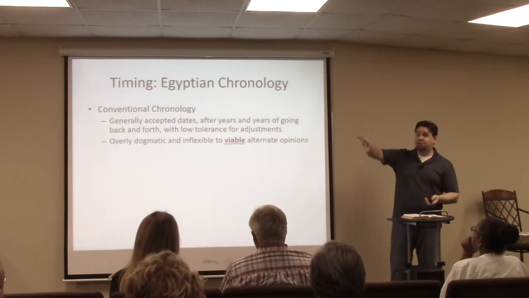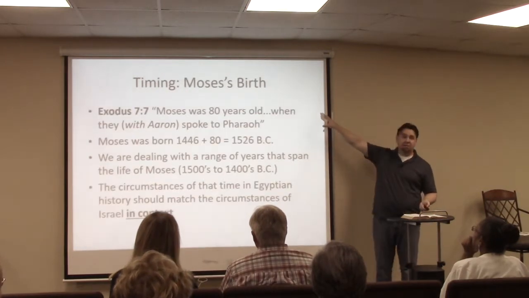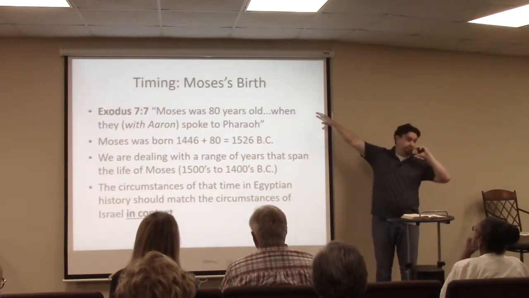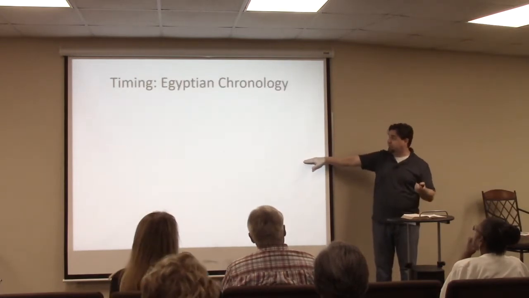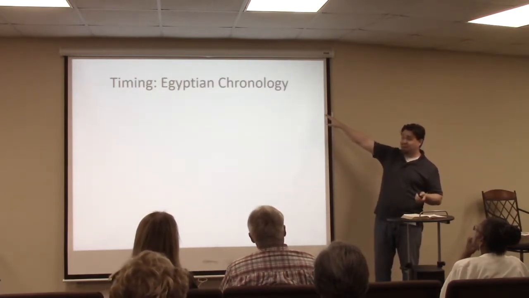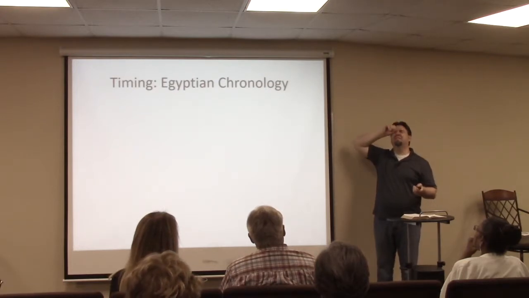Now, with Egyptian chronology, so that's the biblical chronology, okay? We have some solid things that we can point to get us to these dates, okay? The timing of Egyptian chronology is not so easy.